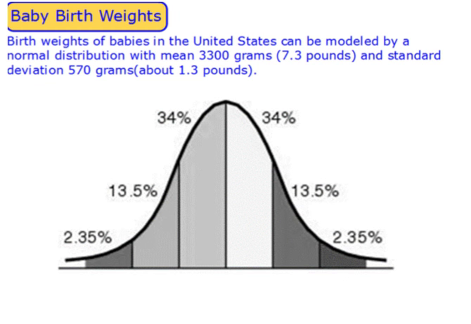So let's take a look at our first example. I've already created a normal distribution curve with each of the percentage sections for us to work with. All I need to do now is set up the numbers along my horizontal axis. So let's take a look at the instructions and the information. Baby birth rates. Birth weights of babies in the United States can be modeled by normal distribution with a mean of 3,300 grams or 7.3 pounds and a standard deviation of 150 grams, about 1.3 pounds.